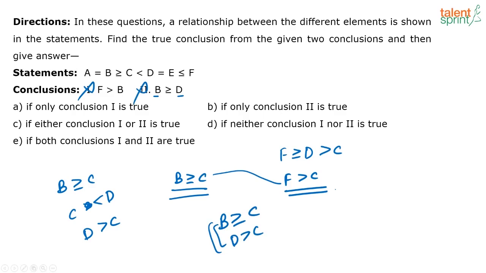So the correct answer here is both the conclusions are not true. That is neither 1 nor 2 is true. That is option D.